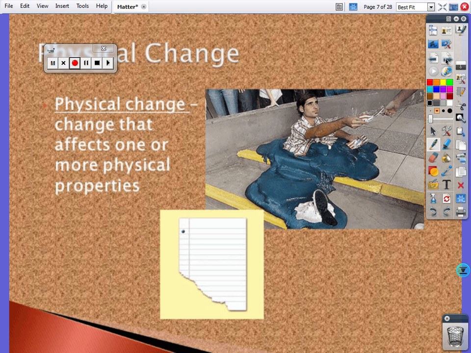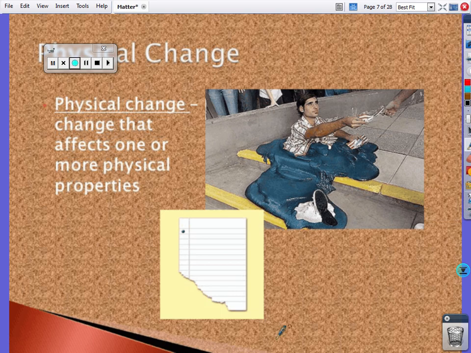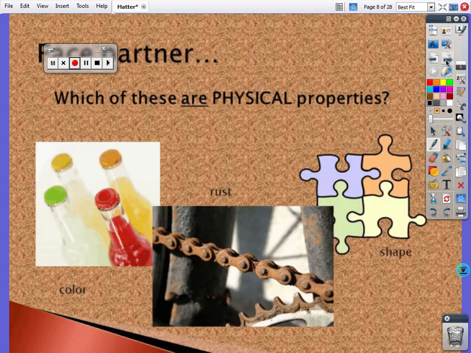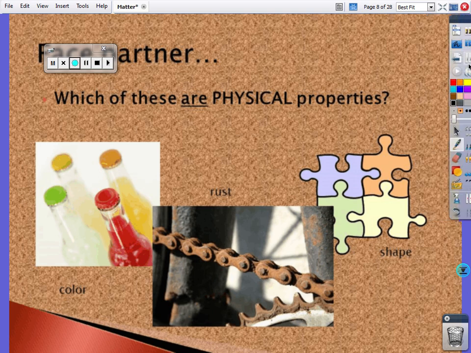Okay, a physical change is a change that affects one or more of the physical properties. In the picture, we see the man who looks like he's melting. This is just a painting illusion. And then also this ripped piece of paper. Another example would be mowing the lawn or cutting your hair. It says, which of these are physical properties? Color, rust, or shape? The one that is not a physical property is rust, because once something rusts, you can't get the original thing back.